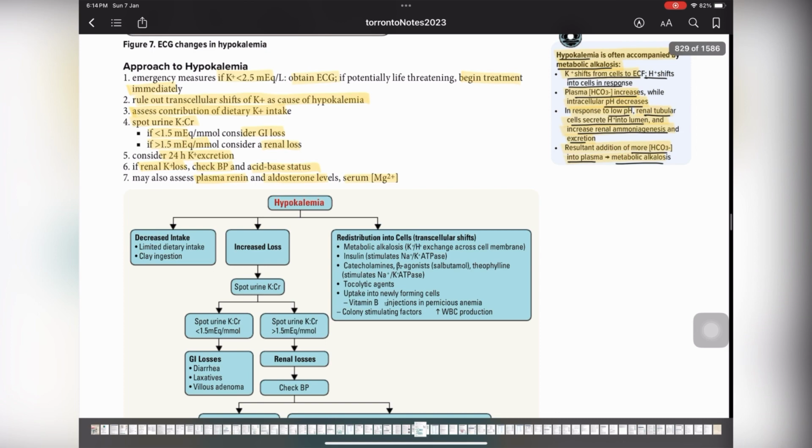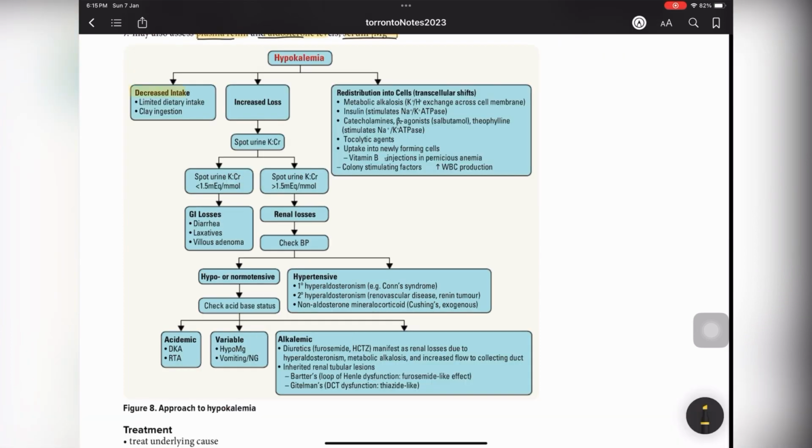Okay. Now we see the approach to hypokalemia. There are three causes we said: decreased intake, increased loss, or the transcellular shift. So in decreased intake, it could be because of low dietary intake, or clay ingestion. In increased loss, we need to check the spot urine potassium creatinine ratio. We discussed before that if it's less than 1.5, that means it's a GI loss, and if it's more than 1.5, that means renal loss. In GI loss, it could be diarrhea, laxatives, and villous adenomas.